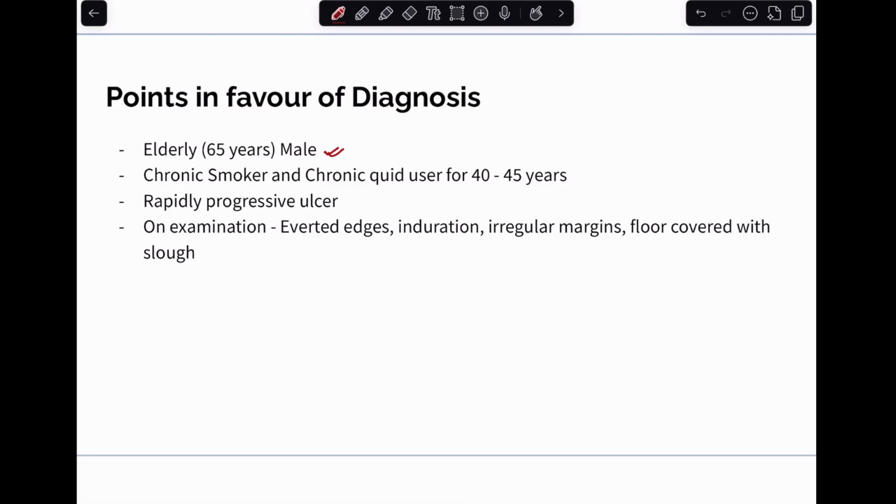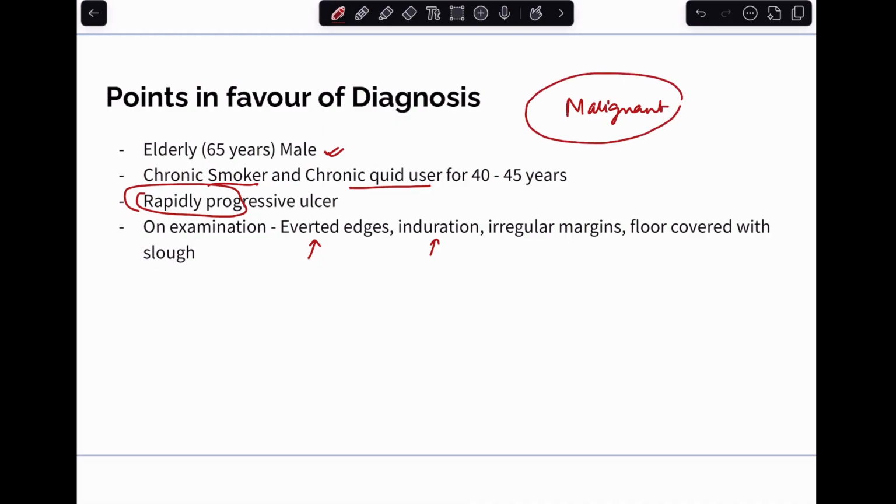Second, this male is a chronic smoker and a chronic quid user for about 40 to 45 years. And we have found that this is a rapidly progressive ulcer, which is pointing towards malignancy. When we examined the patient, we found the ulcer to have everted edges, irregular margins, induration all around it, and the floor was covered with slough. All of these things together are pointing towards malignancy rather than a benign ulcer.